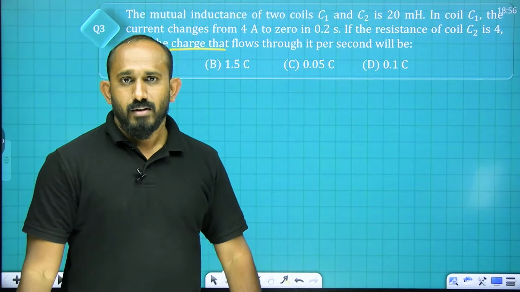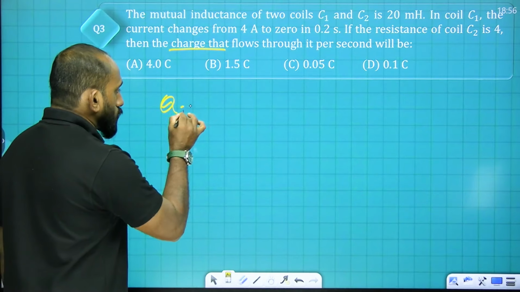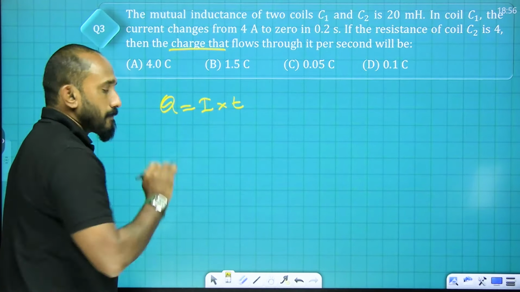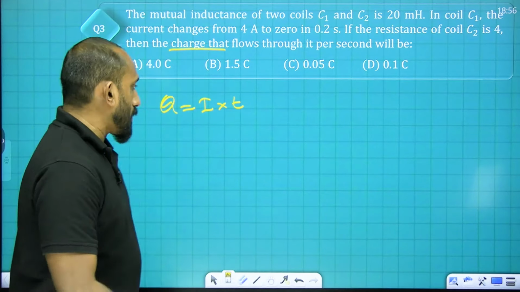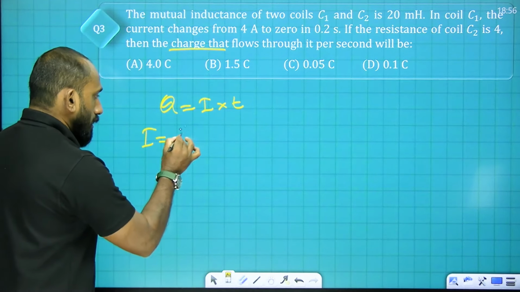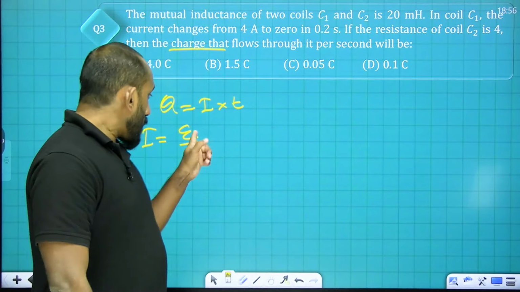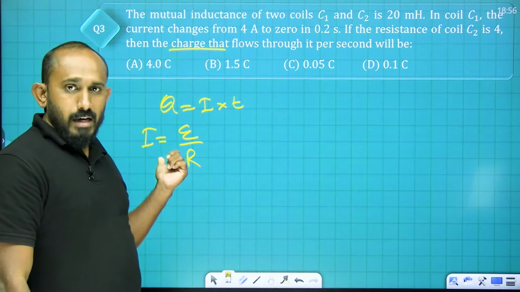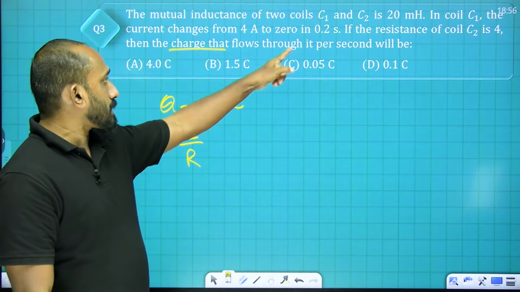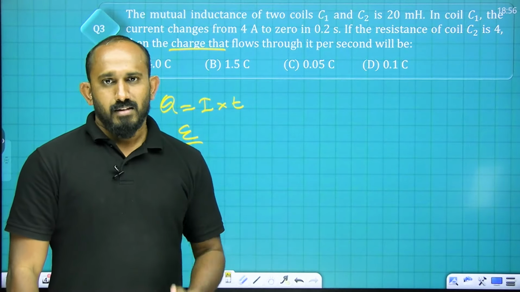In terms of current and time, we have charge Q is equal to I into T. Yes or no? And current I you can find from here. I will be the EMF induced divided by resistance, E by R. So the EMF induced, you have to calculate. Divide by R, you'll get I. Then if you multiply by time per second, that is the charge. So how much is I? That is the Q. Shall we check?